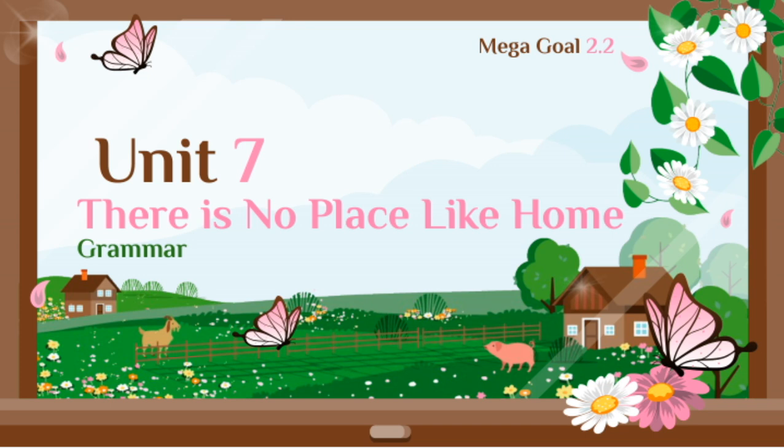We're going to explore Mega Goal 2.2, focusing on Unit 7, which is titled, There is No Place Like Home. We'll be diving into some interesting grammar topics related to this theme. Over the next few slides, I'll guide you through the key concepts and help you understand how to use them effectively. Let's get started and enjoy the learning journey together.